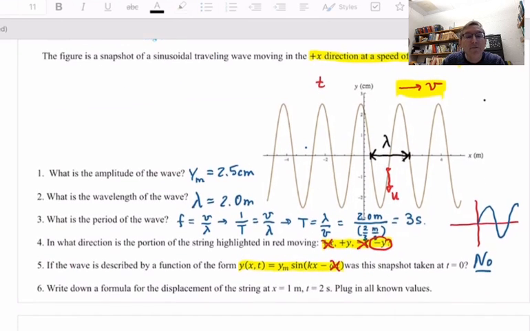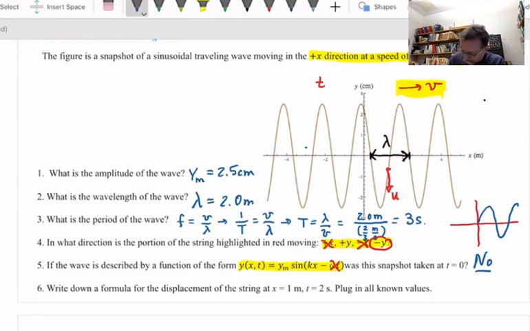Write down a formula for the displacement of the string at x equals 1 meter, t equals 2 seconds. Plug in all known values. So I just want to see if you can write down the formula. You don't need to go to a calculator. Write down the formula for the displacement of the string, the piece of string that would rest at x equals 1 meter when the time is 2 seconds. Pause the video, try that, and come back.